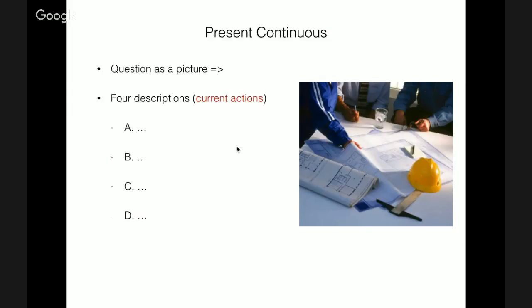Okay, so what we're looking for just in this part is current actions. What are these people currently doing? And I'll explain afterwards, but I'll read you the 4 answers. Your job is to choose which one describes this picture, okay? So, answer A, the men are cooking with water. Answer B, the workers are building a flat. Answer C, the builders are looking at plans. Answer D, everyone is drawing on the paper.